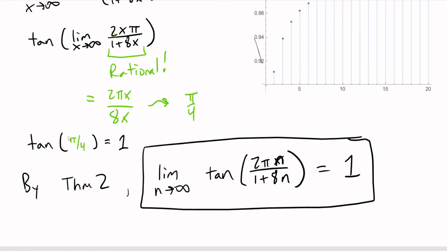So again, we pass to a function of x's defined not just on whole numbers, but on all of these numbers from 1 to infinity. We pass to that function. We use a calculus limit rule of being able to take the limit and move it through the function tan. This is rational, so we just compare top to bottom. That's pi over 4. Plug that back into tan, don't forget that. That's 1. And we can bring it all the way back to our original limit. There you go.